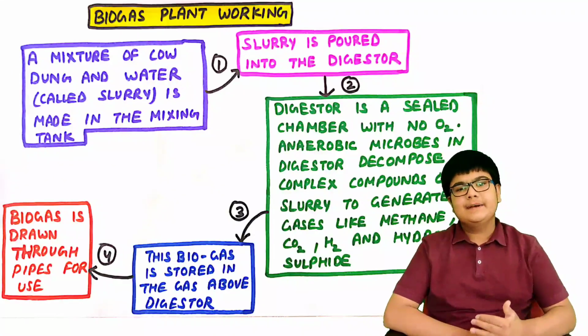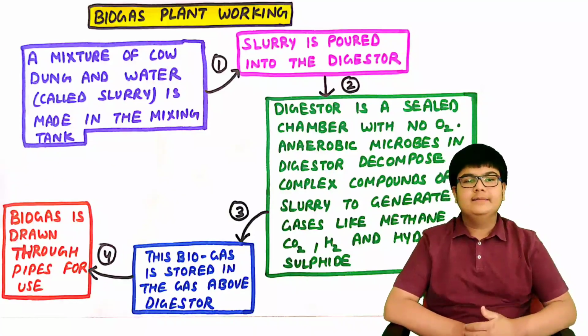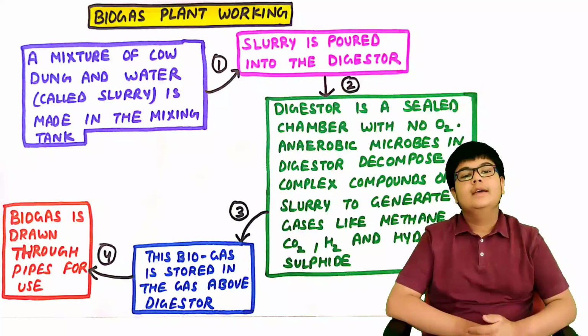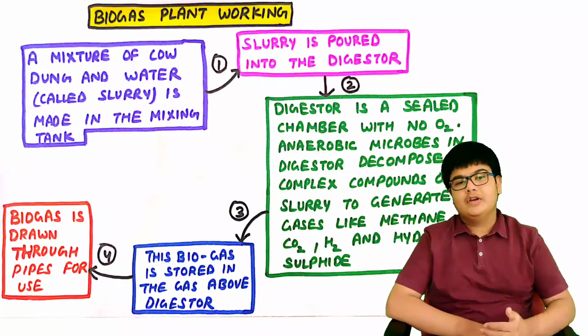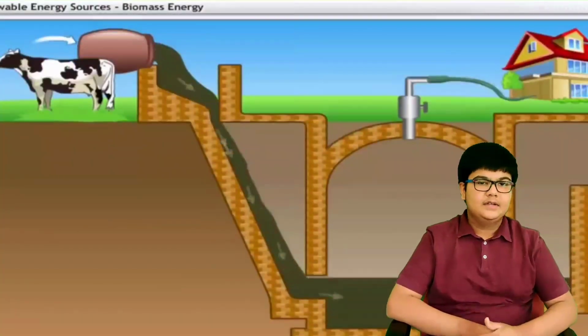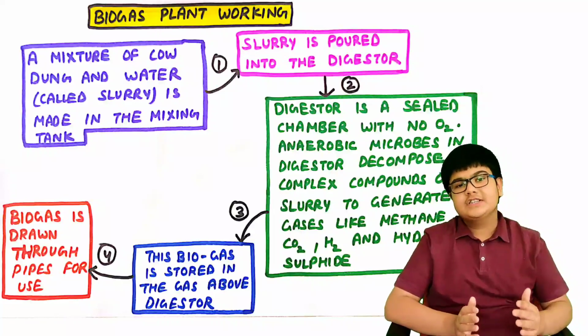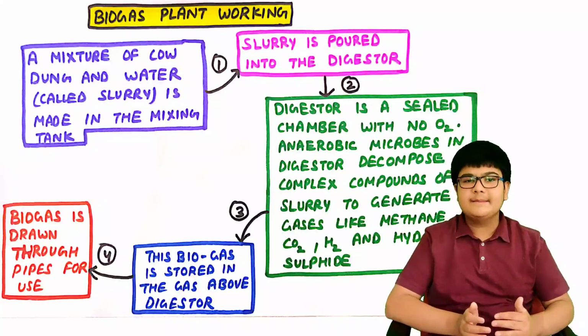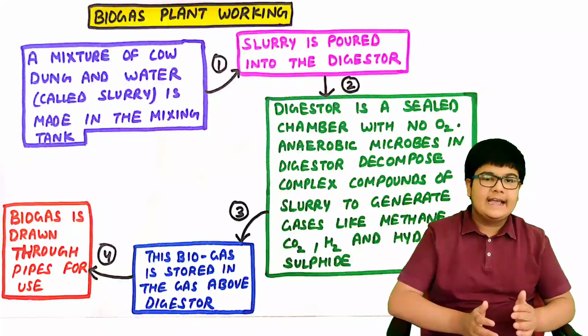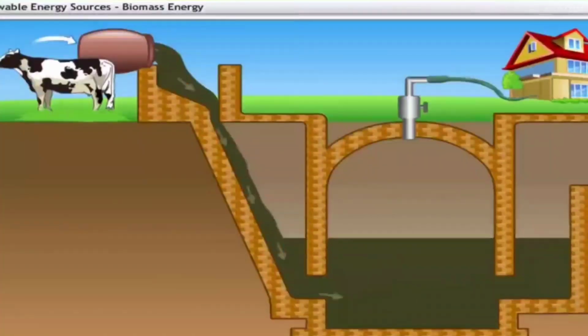Biogas is produced in a biogas plant. Now, let us understand the working of a biogas plant. First, a mixture of cow dung and water, known as slurry, is made in the mixing tank. Slurry is nothing but a mixture of cow dung and water. Now from the mixing tank, this slurry is poured into the digester.